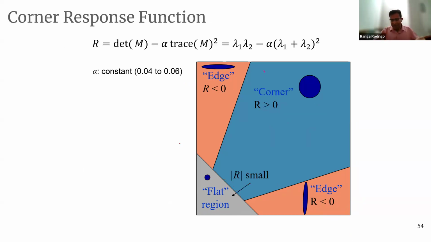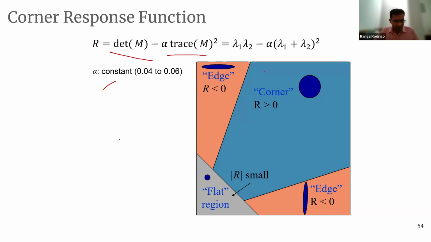But one thing is, computing these eigenvalues is expensive. Therefore, in 1988, Harris and Stephens came up with this equivalent formula: determinant of M minus alpha times trace of M squared. Alpha's value is experimentally found, I think, 0.04. This is a very good example of corner detection.